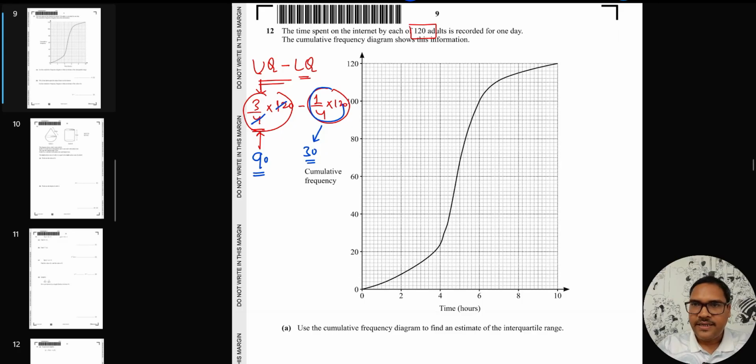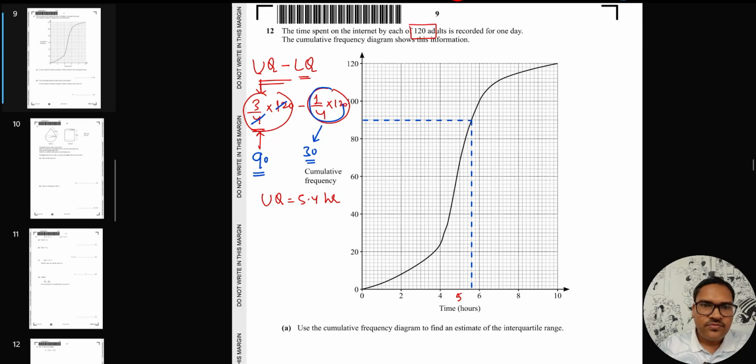So let's plot 90. 90 is exactly between this. So this is 90, and corresponding to 90, this is the value. Okay. So what is the time here? You can see 5.2, 5.3, 5.4. So you can see the upper quartile is 5.4 hours, because time is given in hours.